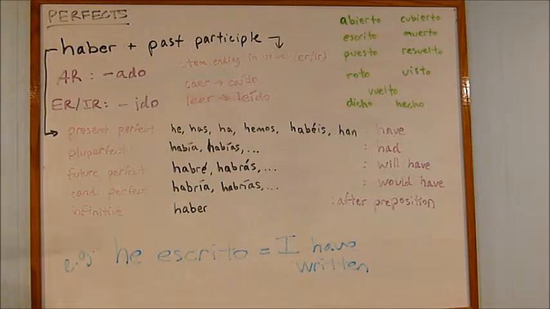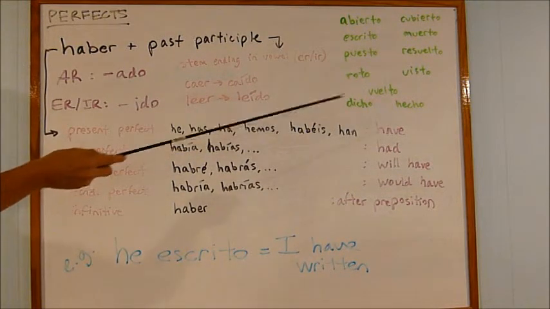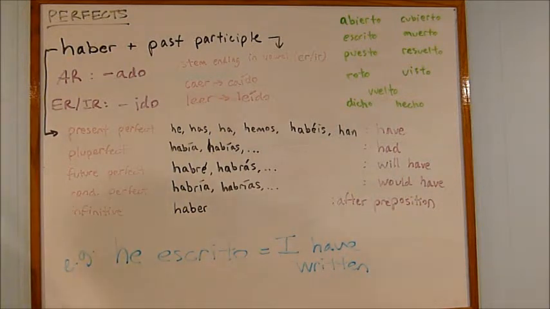So now that we know how to form the past participle, let's look at how to conjugate haber in certain situations. There are four major types of perfect compounds that you can use: the present perfect, the pluperfect, the future perfect, and the conditional perfect. The present perfect uses haber conjugated in the present tense, which is he, has, ha, hemos, habéis, han. And that means I have done something.